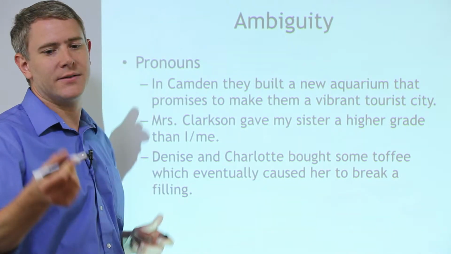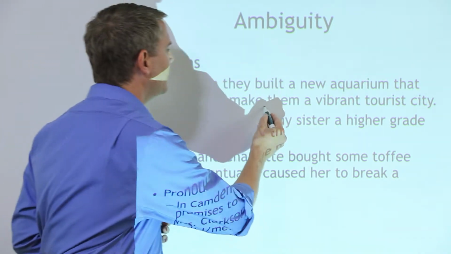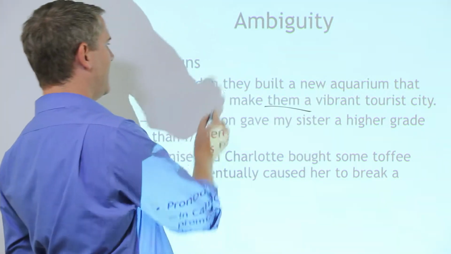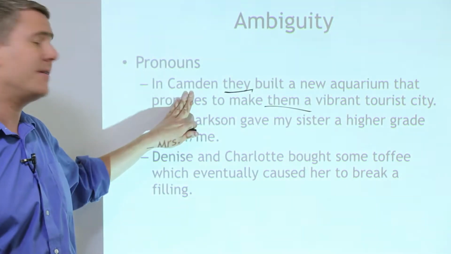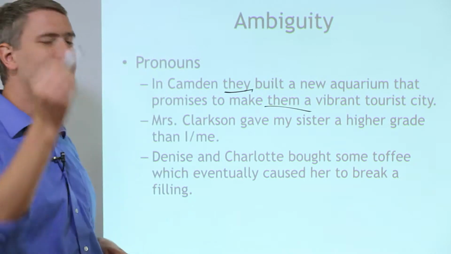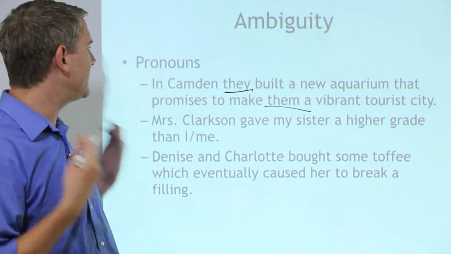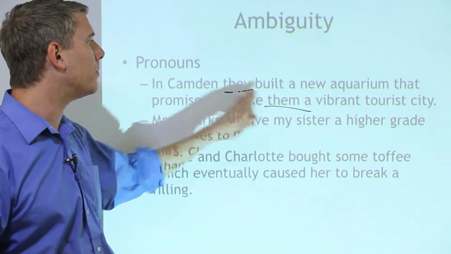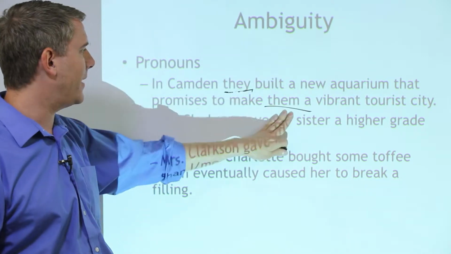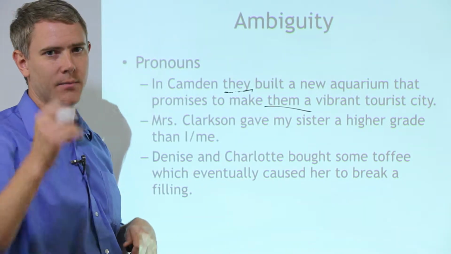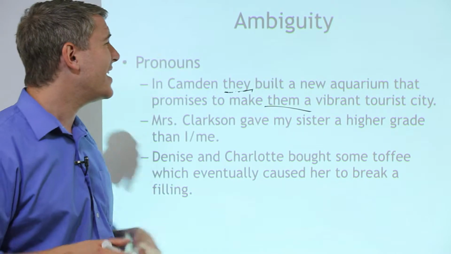Now, we're going to have a lesson on pronouns, and you can see what the issues are here. It's the they and the them. Remember, Camden is a city. Camden is a city, it's singular. So these plural pronouns, they and them, and we'll talk about this in our pronoun lesson at more length, but these plural pronouns make it ambiguous.